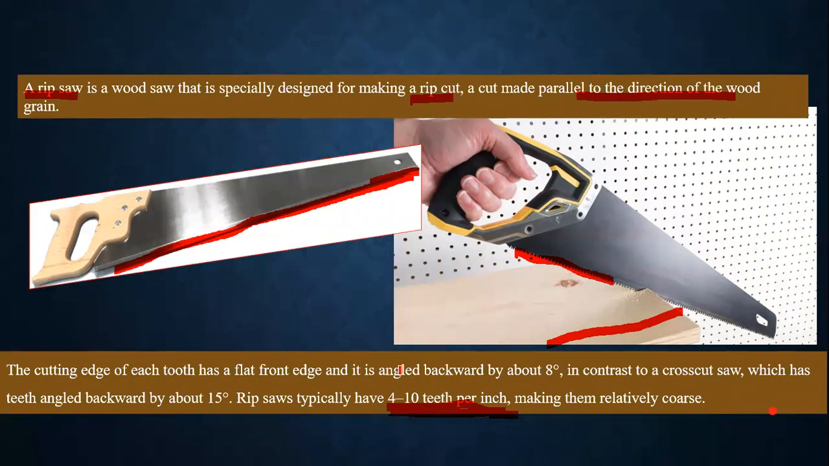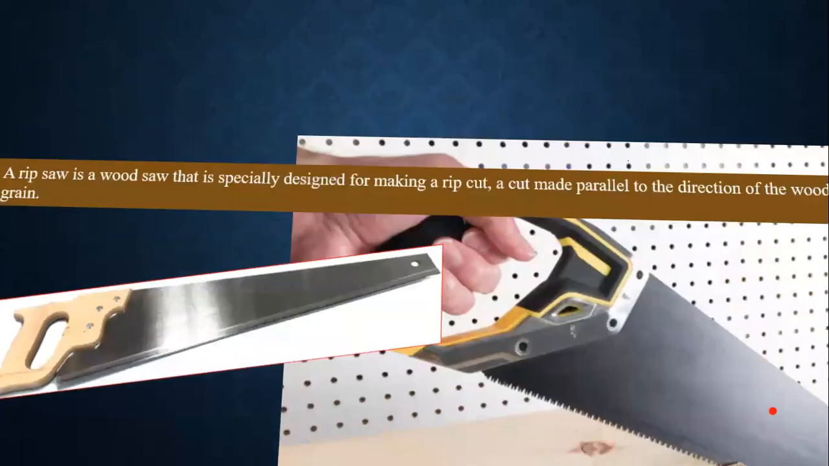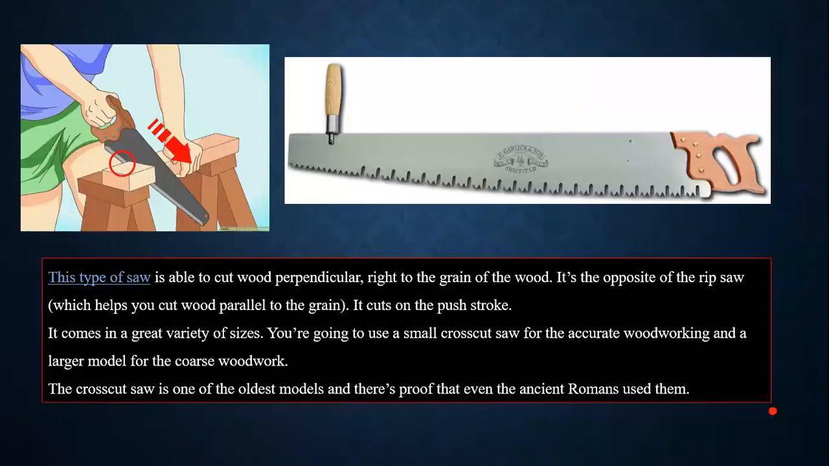The opposite of the rip saw, we call it the cross-cut saw. Let's look at the cross-cut saw in the next slide. This is the cross-cut saw. When you observe the diagram, you can see the direction of the cut. The man in the picture is cutting the wood across the grain, unlike the previous picture where the cutting was ripping along, or parallel to, the grain.